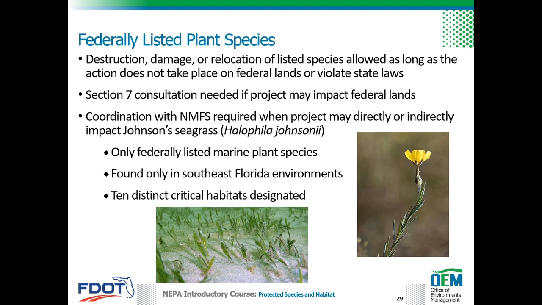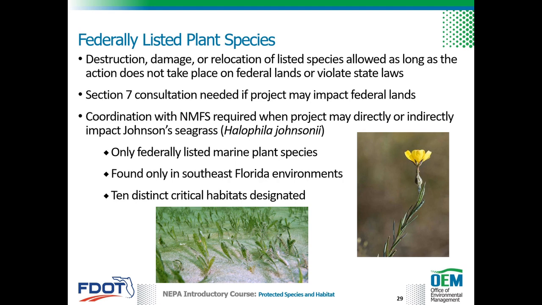In cases where projects may impact lands under federal jurisdiction, such as National Park Service lands, National Wildlife Refuges, and areas designated as critical habitat, U.S. Fish and Wildlife Service can determine through Section 7 consultation that there are no other options available and that the action will not jeopardize the continued existence of the species. In those cases, U.S. Fish and Wildlife Service may authorize destruction of plants on federal lands.